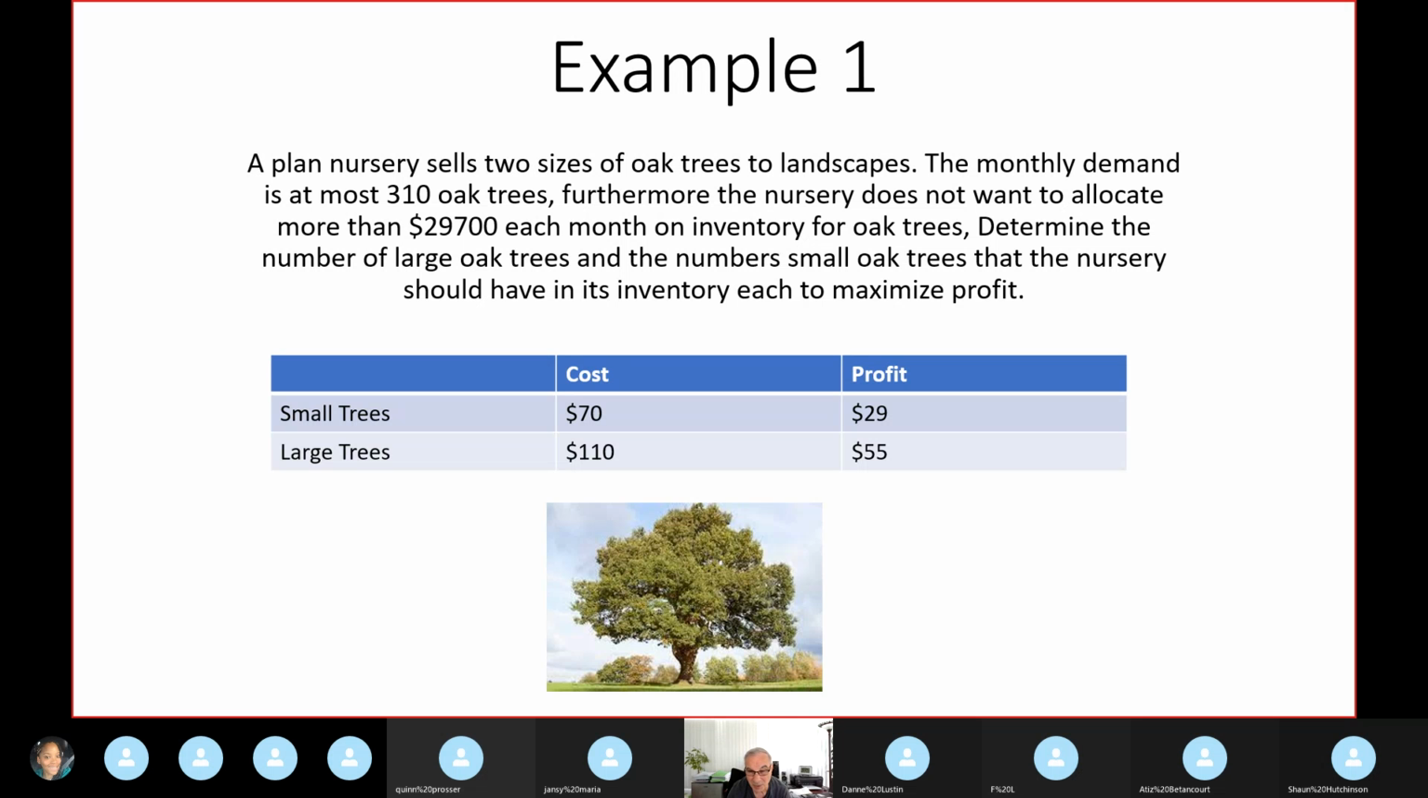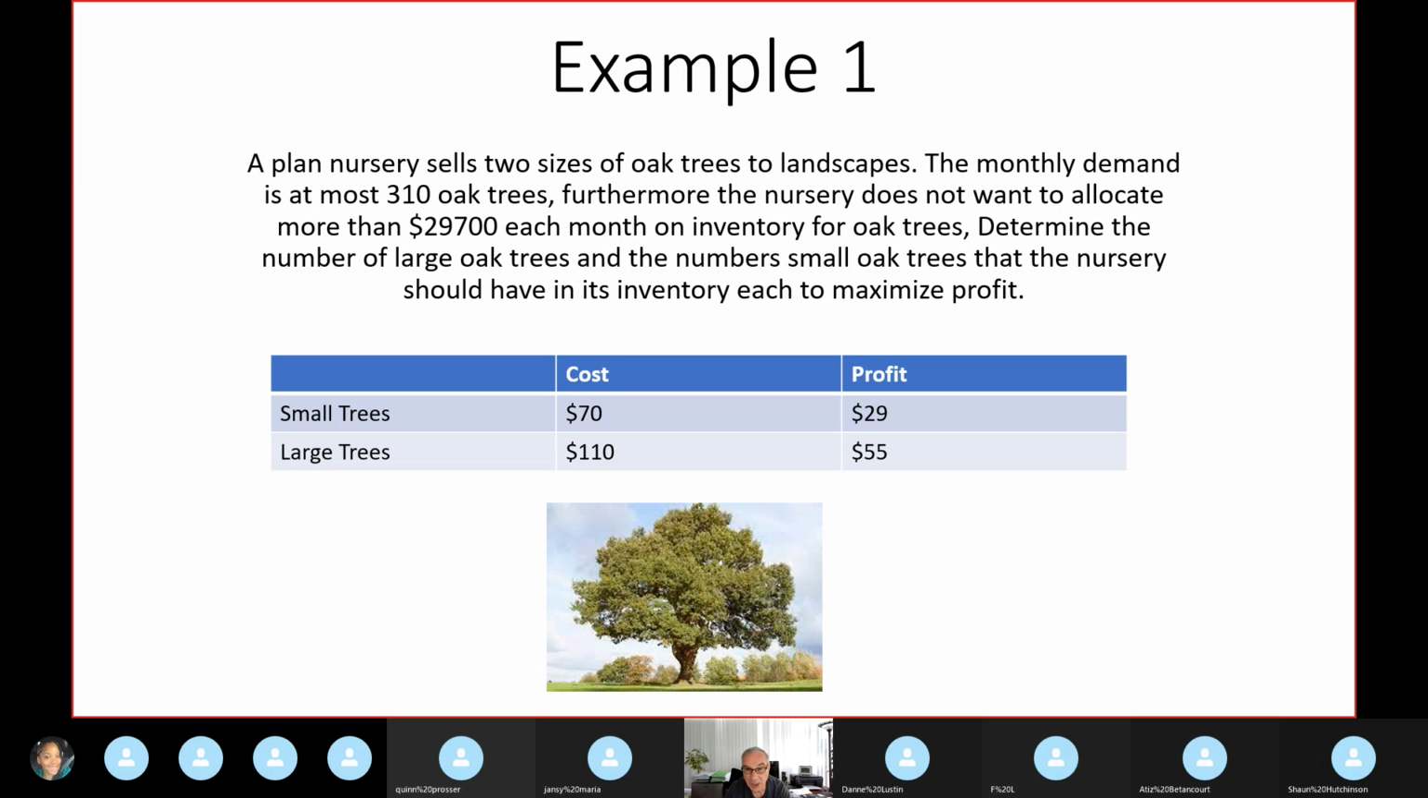This is the word problem. Sometimes in language you have negation and double negation, but in this case they don't want to allocate more than. In other words, you translate this as the total money invested in these trees is less than $29,700 each month on inventory for oak trees. Determine the number of large oak trees and the number of small oak trees that the nursery should have in each inventory to maximize the profit.